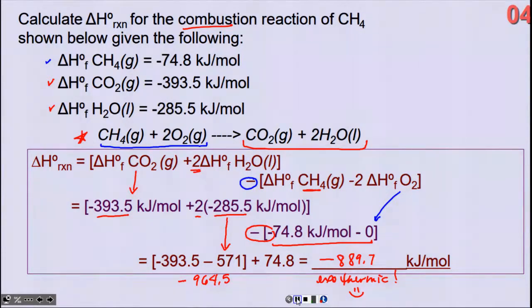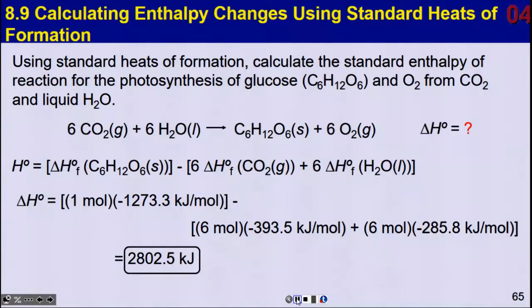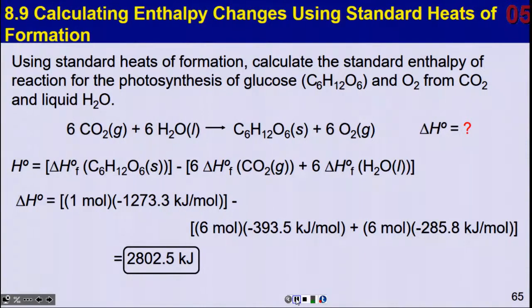All right, let's do another example. There's more examples to do. Let's use the standard heats of formation and calculate the standard enthalpy of the reaction for photosynthesis of glucose, combining CO2 and water to make the glucose with oxygen as a byproduct. We're looking for the heat of that process.